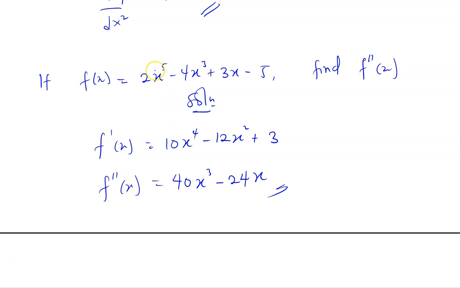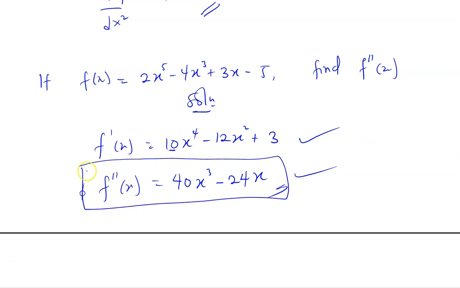Okay, let me verify and see. 2 times 5 is 10. First differentiation, then x to the 5 minus 1 is giving us 4. Then minus 4 times 3 is 12, x squared, plus 3. The first one is correct. Then differentiating this, 10 times 4 is 40x cubed minus 2 times 12 is 24x. Second one is correct. So this is the final answer. That is the f prime prime of x.